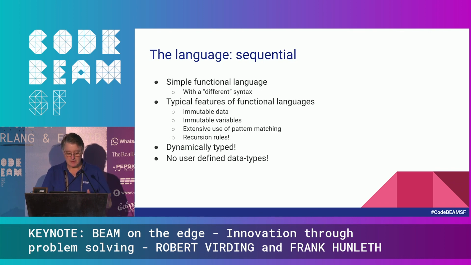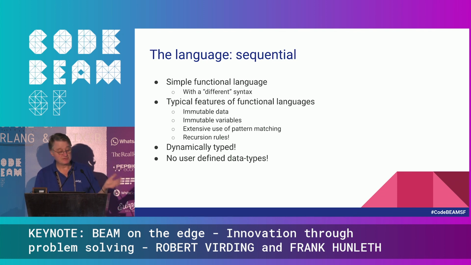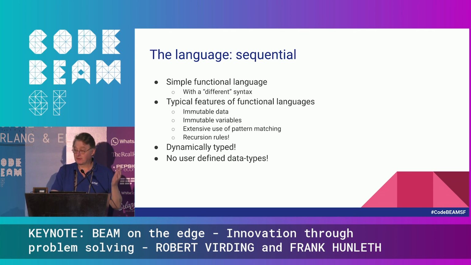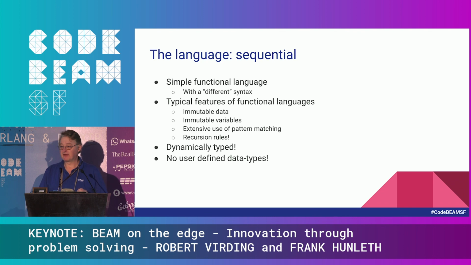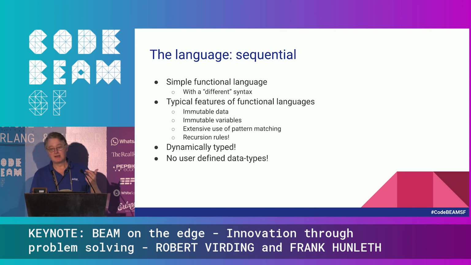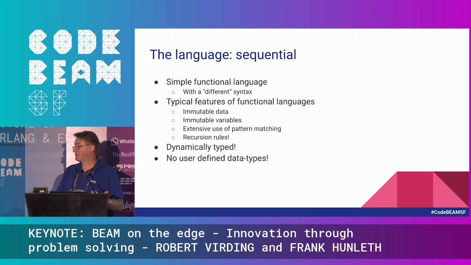Where we ended up, well, as you know, this is the language. It's a simple functional language. Nothing strange about it. It's got typical functional language features in it. It's dynamically typed, however, right? And there are no user-defined data types. Both Erlang and Elixir try to fake it. Erlang fakes it using records, which are tuples, and Elixir fakes it with structs, which are maps. But there are no user-defined data types.